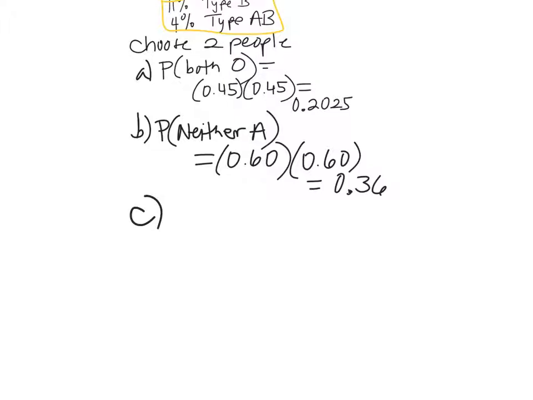All right, letter C. This one's tricky. Are you ready for this? What's the probability that you pick random 2 people and they both have the same blood type? Okay. Now this one's tricky because if they have the same blood type, they could either both have O, or both have A, or both have B, or both have AB. Do you get that? Those are all separate things. So you're actually going to take all those probabilities and add them up.